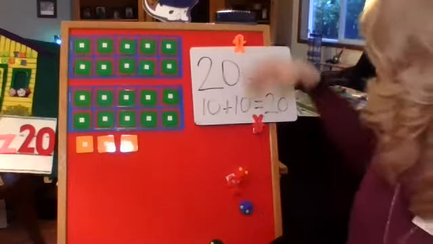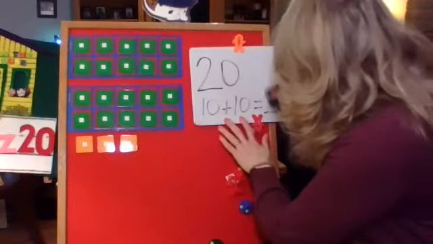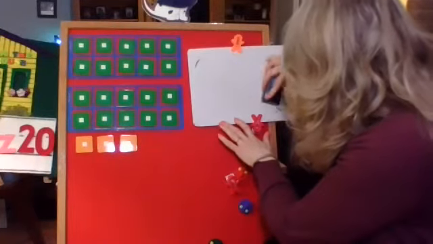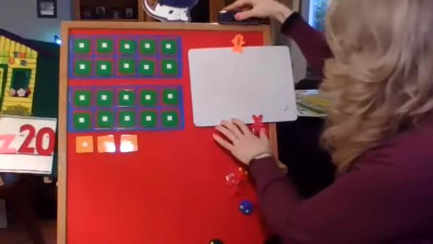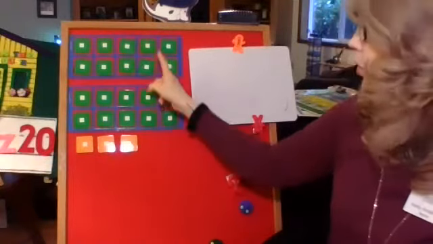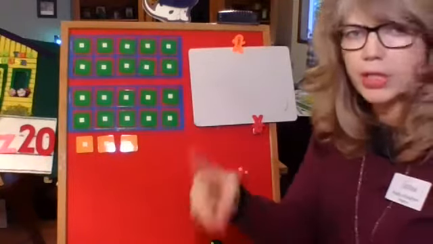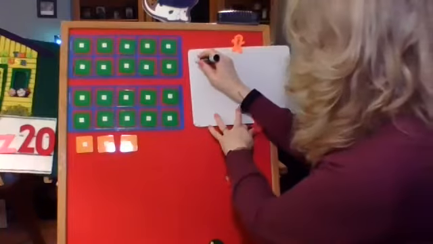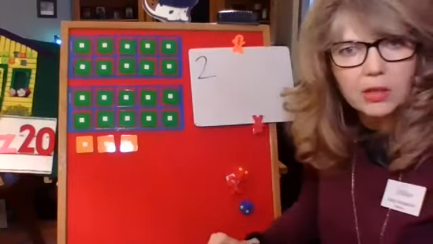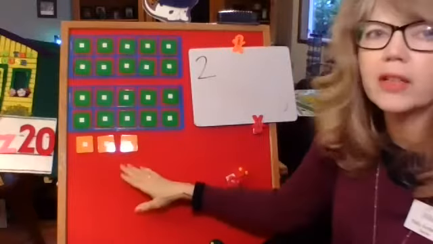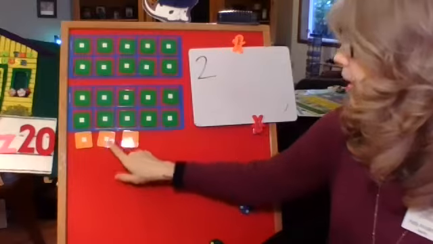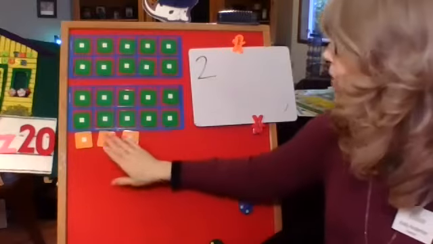So let's see if we can write that number. We can erase our last number that we made. And let's see if we can write this number. How many 10 sets do you see? 1, 2. There are 2 10s. I'm going to put a 2 on here. And then how many 1s do you see? They're just down here by themselves, the 1s. 1, 2, 3. I see 3 1s by themselves.